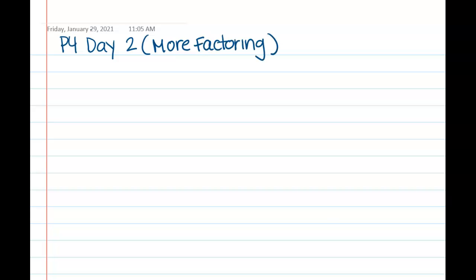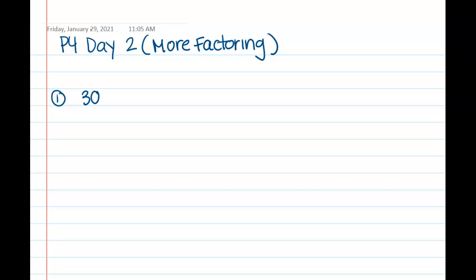So this is P4 day 2, okay? So this is just more factoring. It's really just additional examples if this is helpful for you. Okay, so first. Generally, sometimes you're told how to factor and sometimes you're just told to factor completely.